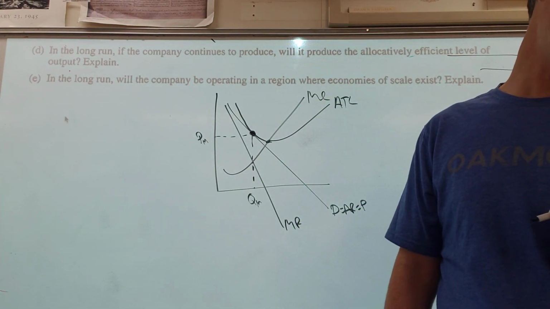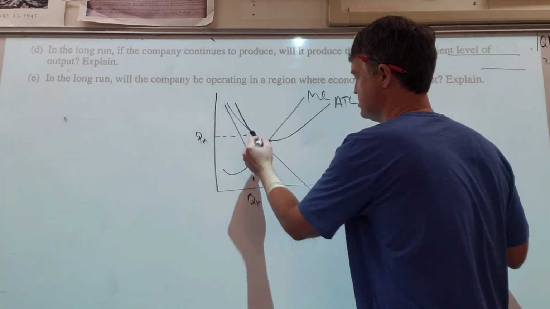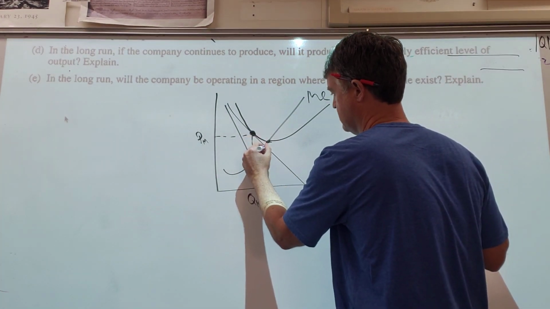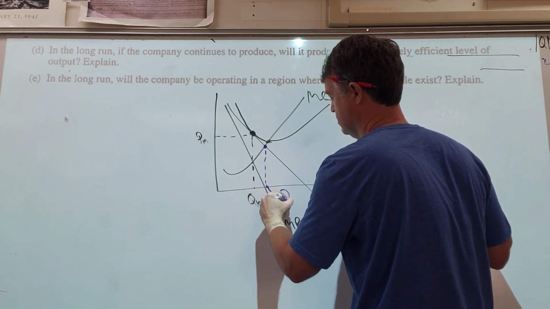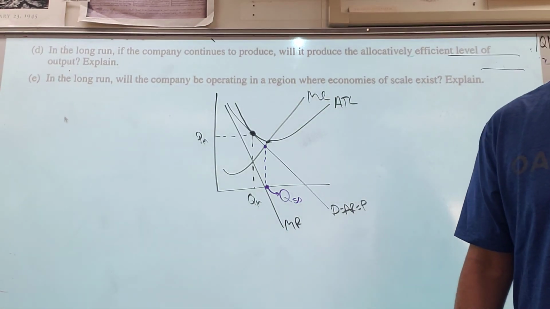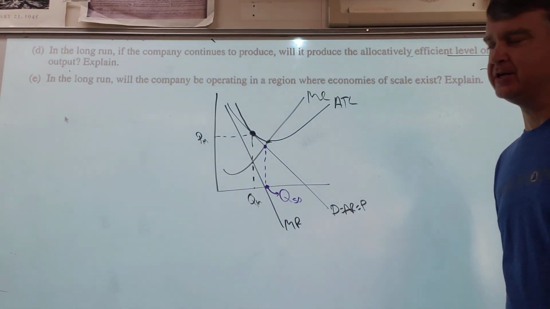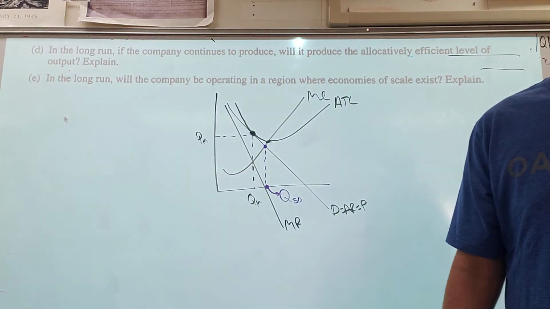All right, and the question says, D, in the long run, if the company continues to produce, will it produce at the allocatively efficient level? As soon as I see allocatively efficient, P equals MC, which is there. Okay, same as socially optimal. So that point right there is the socially optimal point. Your entire answer for D is just no. Why? Because it doesn't produce where P equals MC.